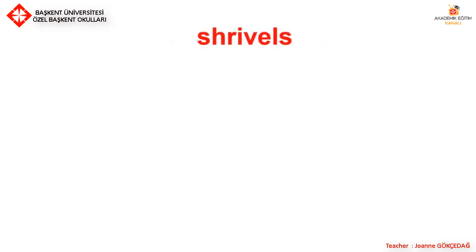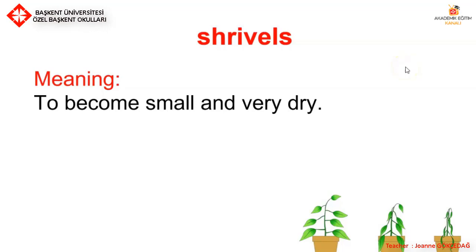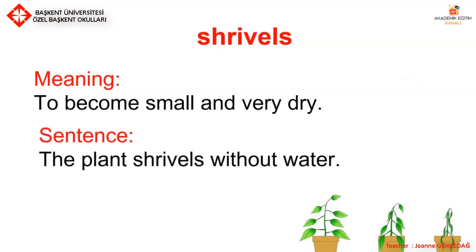Next word, shrivels. Well, here we have a lovely healthy plant. Here it's not as good, and here it's shriveling. It's shriveled. It's got smaller. To become small and very dry. Sentence, the plant shrivels without water.